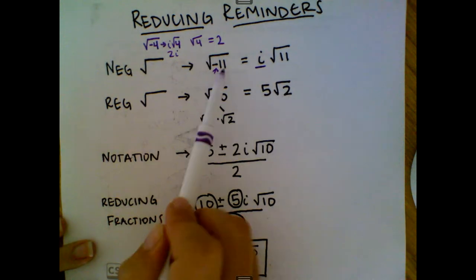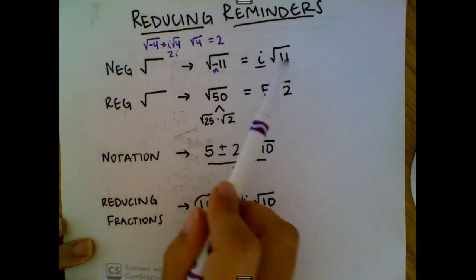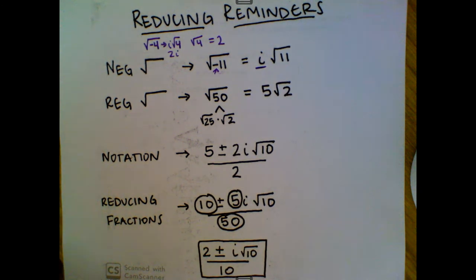In this case, there was a negative next to 11. We just pull the negative out and make it an I. That's the only fancy part about imaginary numbers.